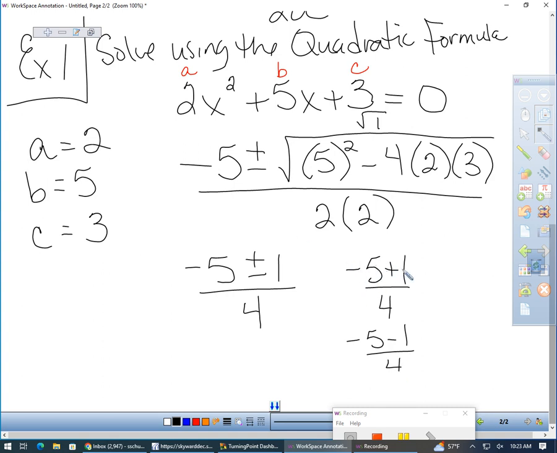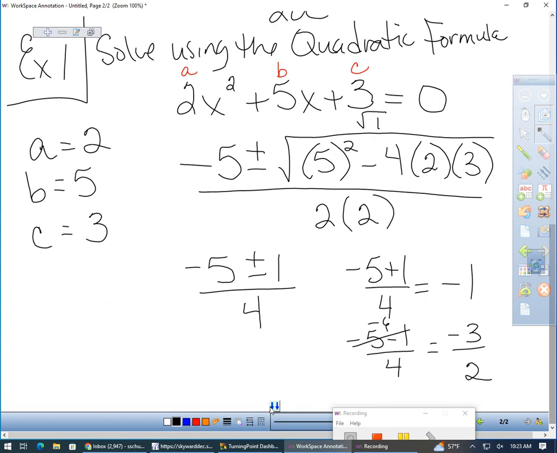Negative 5 plus 1 is negative 4. Negative 4 divided by 4, negative 1. Good. Second one, negative 5 minus 1 is negative 6, right? Negative 6 over 4 equals negative 3 over 2. Oh, so if we get a fraction, we have to simplify it? You have to reduce it, yes. Okay? So, any questions out there yet? That wasn't so bad, right?